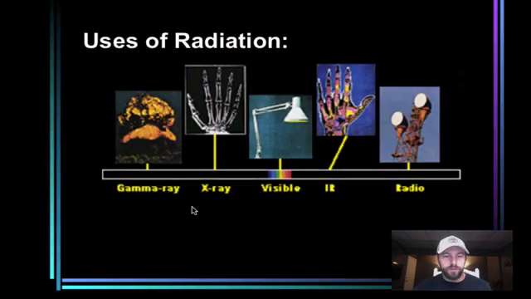Okay, some uses of radiation. We have gamma rays, X-rays, which people commonly use when you go to the dentist or you break an arm or you need to get checked up. Visible portion right here. Infrared, it allows us basically body heat, which we all emit. Radio waves.